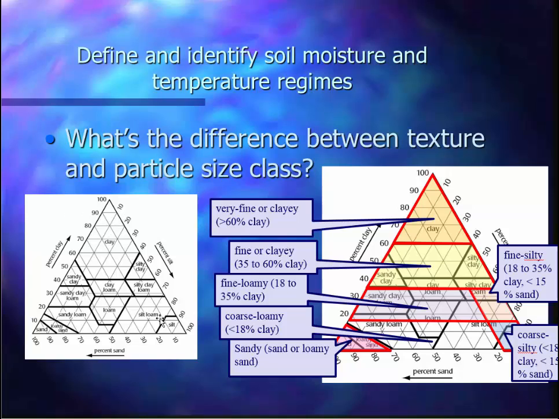Texture is morphological, and this is represented by our soil textural triangle. Particle size class is something that is going to come into play for soil taxonomy. And what I've done is I've superimposed some of the particle size classes on top of the soil textural triangle. So you can see here, this is fine, very fine or clayey. This is finer clayey. We have a sandy particle size class down here, and so forth. We're going to cover this later, and this stuff will be used in soil taxonomy at the family level.